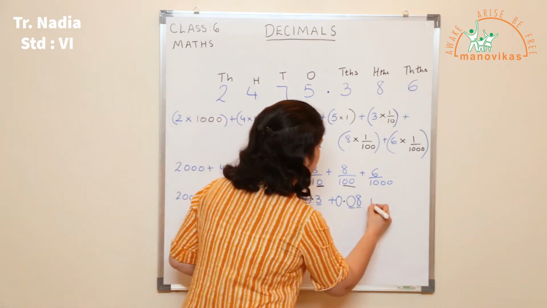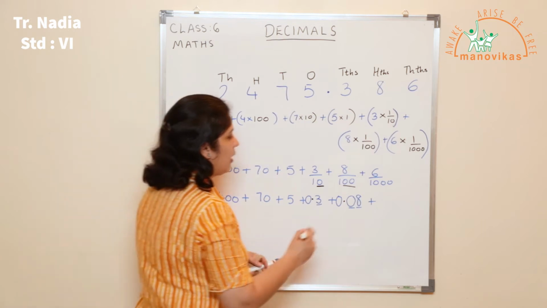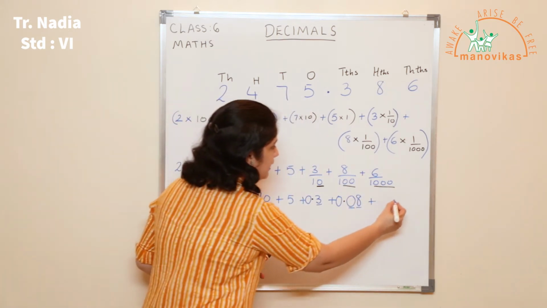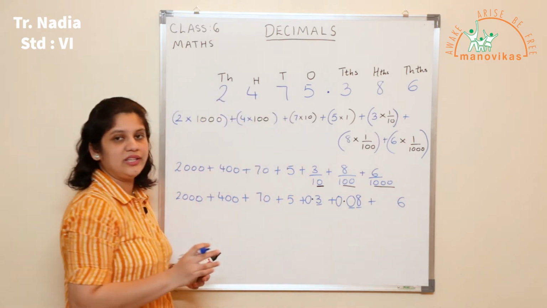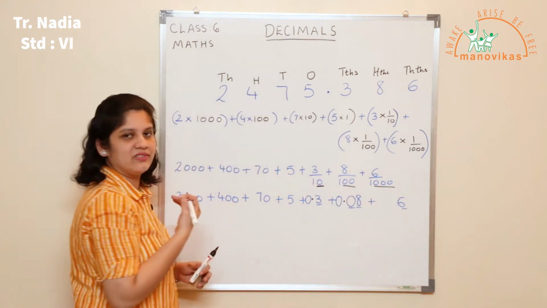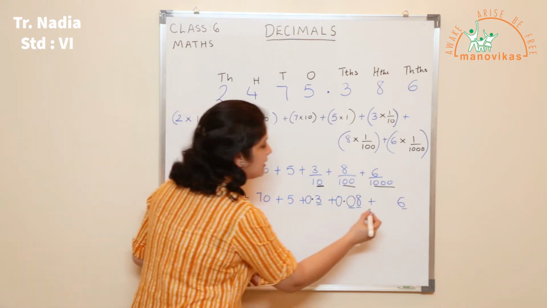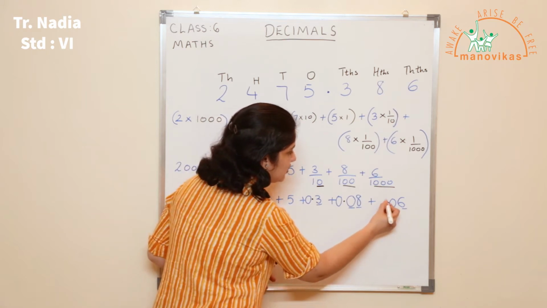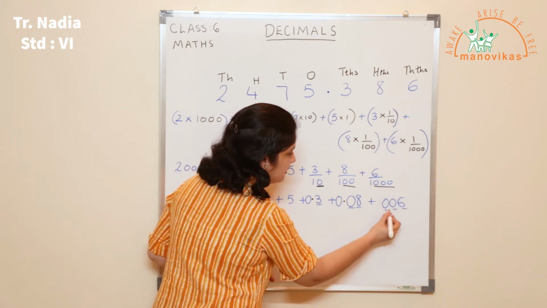Then we have 6 upon 1000. Now 1000 has got 3 zeros. That means write the numerator 6. But now you need 3 decimal places. I have only 1. Again, come backwards, create the 3 decimal places. Put 1 zero. Now we have 2 decimal places, but I need 3. I'll put 1 more 0.